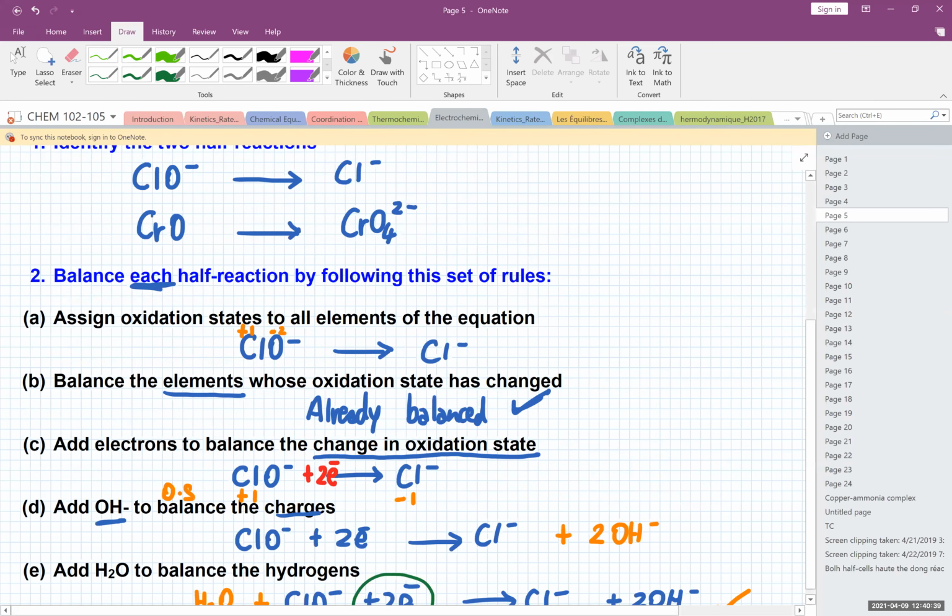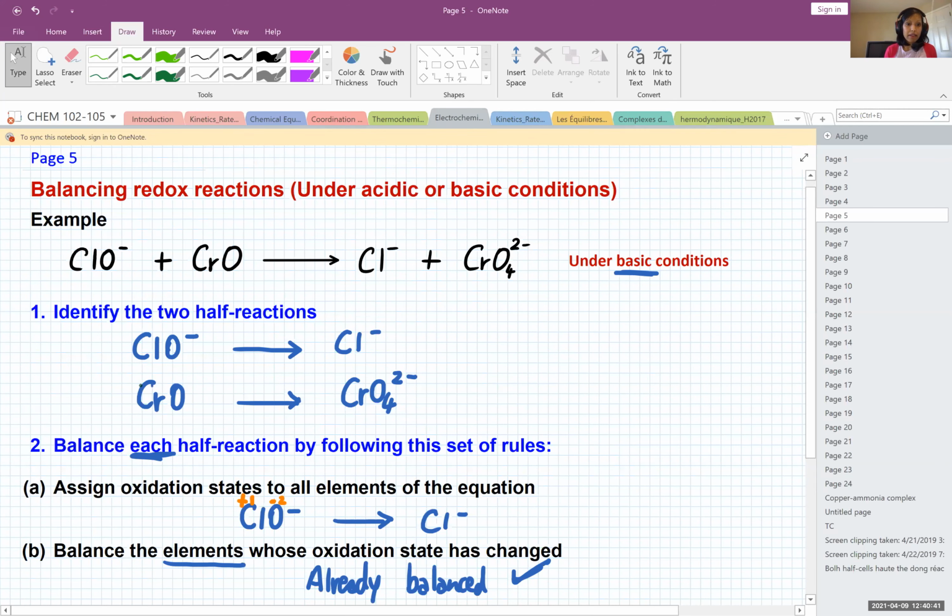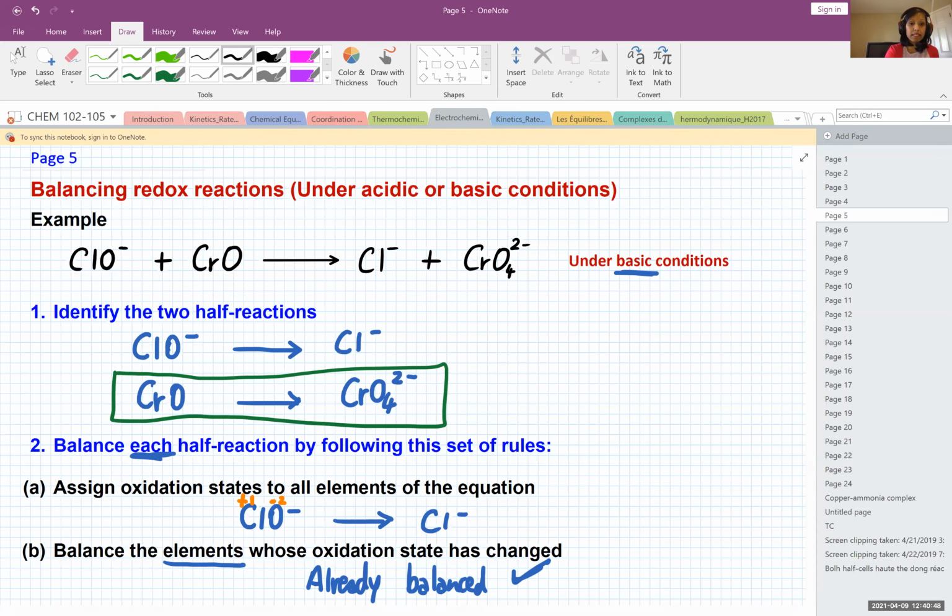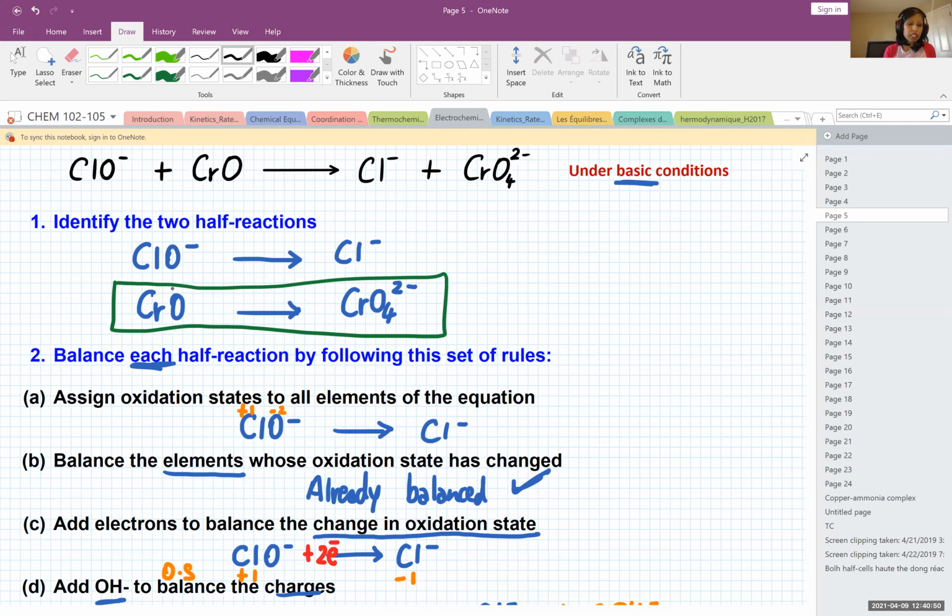So now we'll balance the second half equation. We'll go through the same set of steps to balance it. So again, first step is to assign oxidation states. So here -2, so therefore this is +2. And in here, again, -2 for oxygen. Chromium is in the +6 oxidation state.